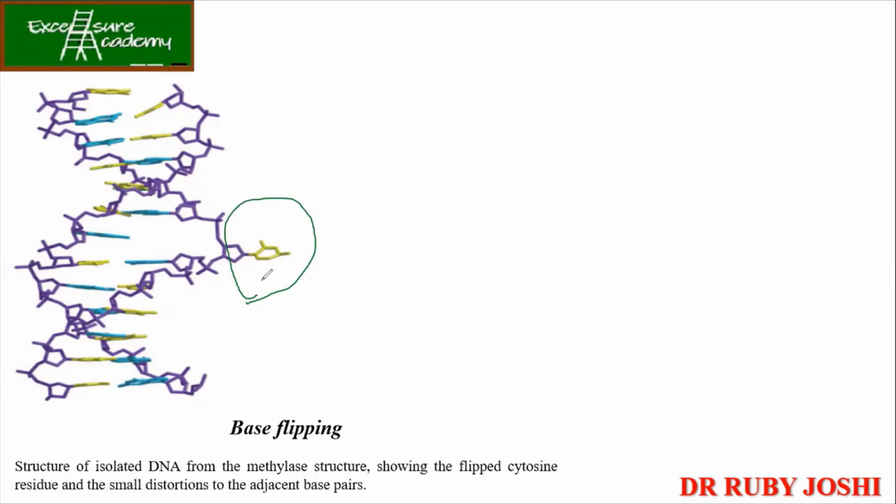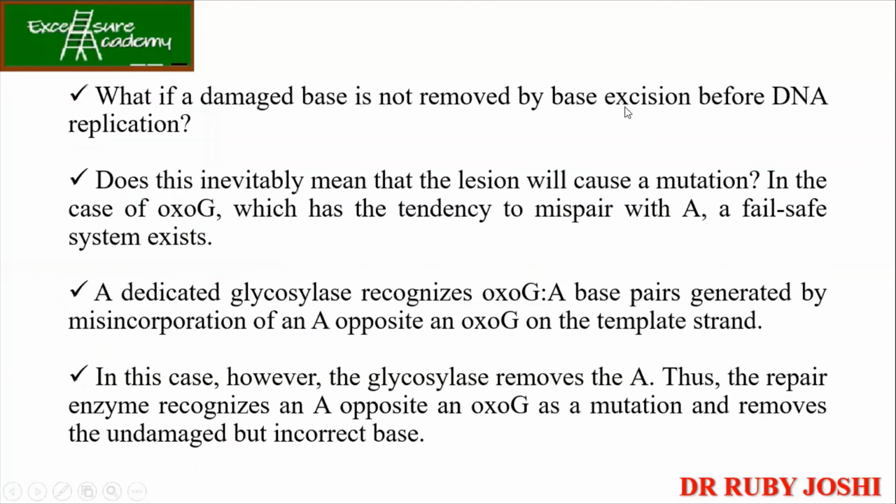Okay, can you see it? This yellow color thing is the cytosine. So instead of staying over here, it flips out. Now because of this, it will show a distortion in the structure, and that will be recognized by the enzyme in order to repair. Is this much clear? And that's why it is also known as the base flipping mechanism.